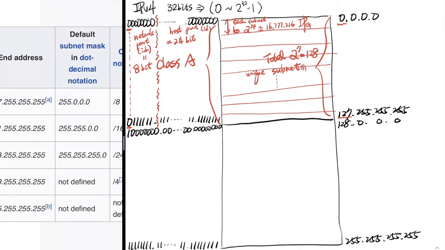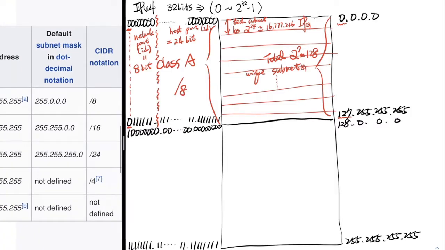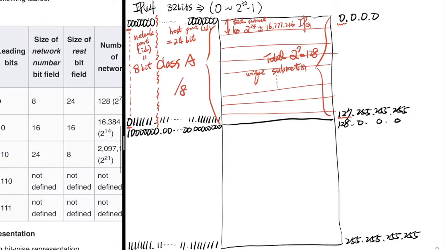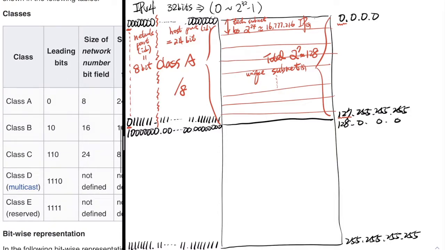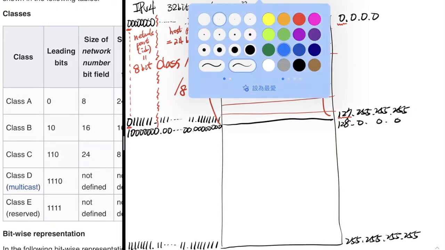Because all those subnets use 8 bits as their network part, we say that is a /8 CIDR, right? The CIDR notation is /8. Okay, let's take a look at the next class.